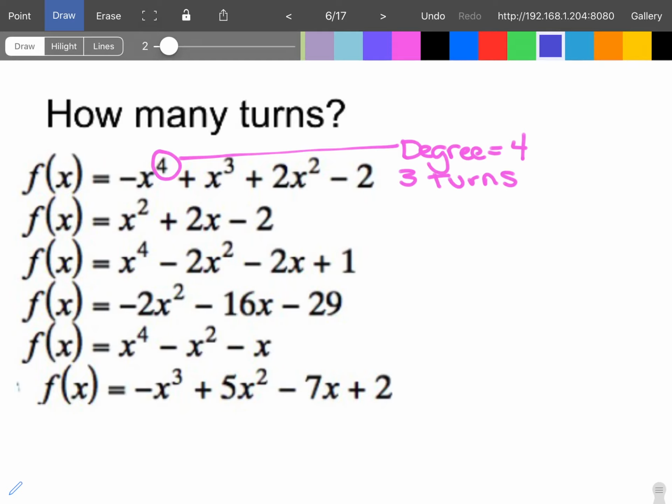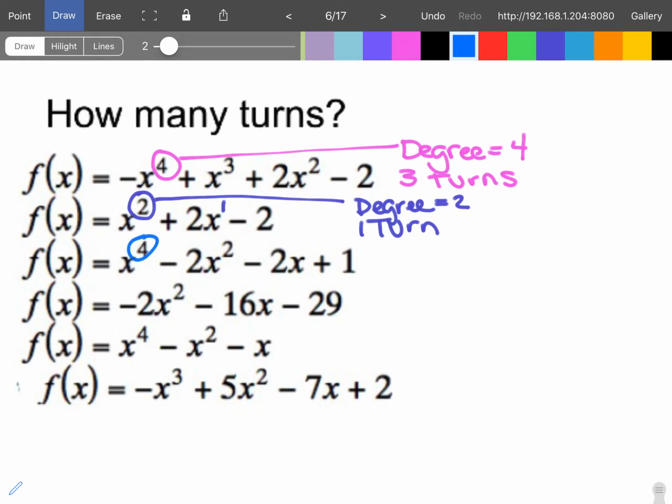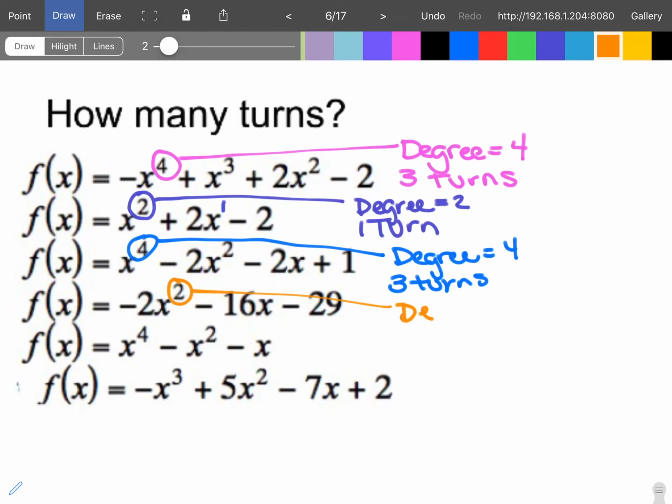Look at the next one. What would the degree of the next one be? We've got x to the first, but this is higher. So our degree is 2. Well, 2 minus 1 means we have 1 turn. The next one, what would the degree be? It would be 4. So how many turns? 4 minus 1 means we have 3 turns. The next one has a degree of 2. So therefore, 2 minus 1, we have 1 turn.